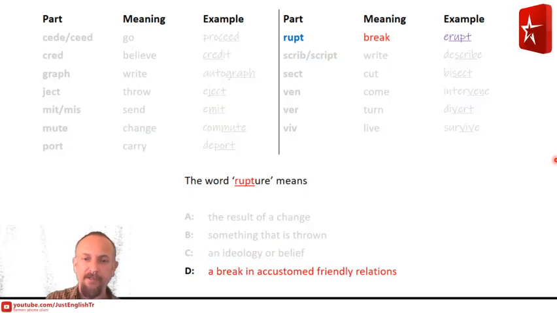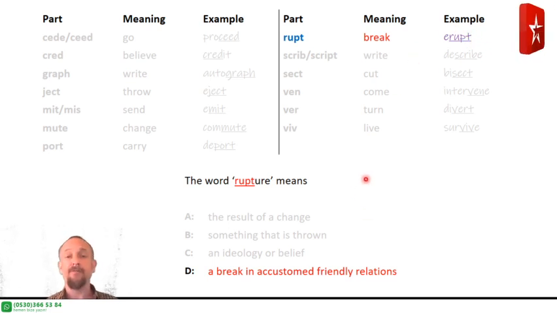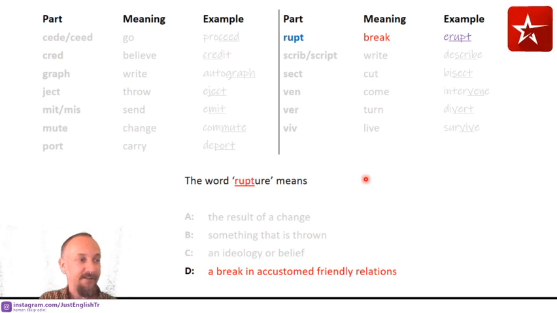Yeah, correct. Well done. We have D, and we have that root here, rupt. And as we can see, what does rupt mean? Rupt means to break, and our example was erupt. Other examples would be maybe corrupt. You know, if you corrupt the police force, if you corrupt a politician.